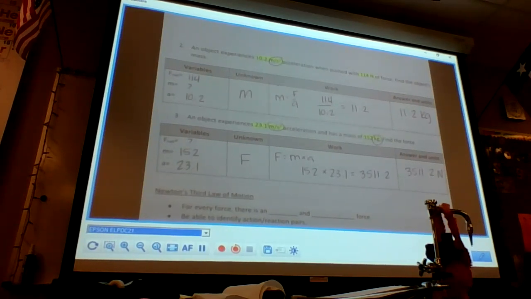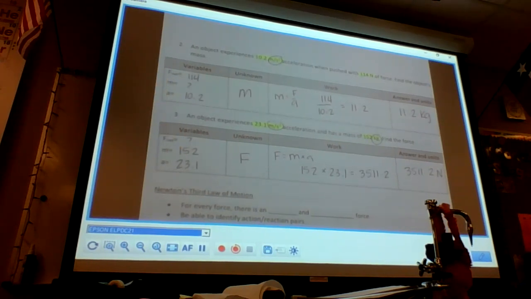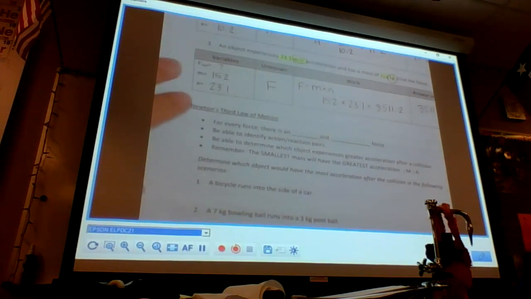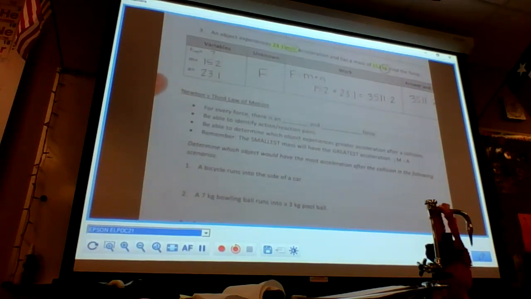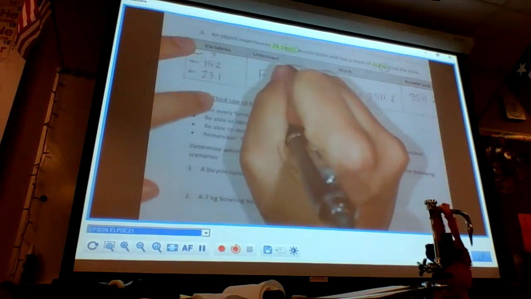All right, how do we feel about force questions? Good? Okay? Like I said, it's going to be formatted the exact same way on your test tomorrow. Okay, the same table and everything. All right, Newton's third law. For every force, there is an equal and opposite. Yes.